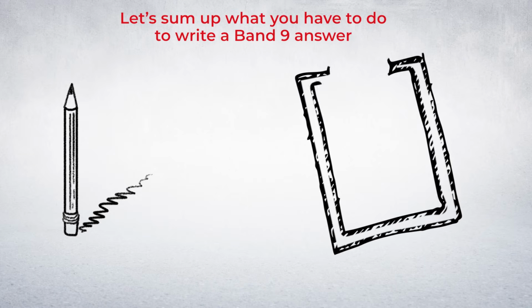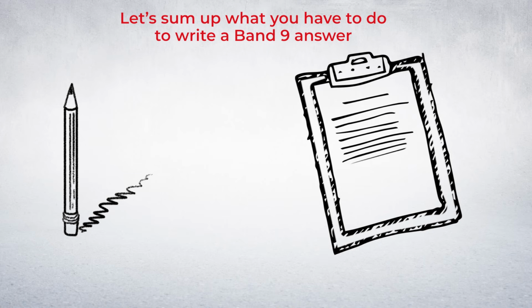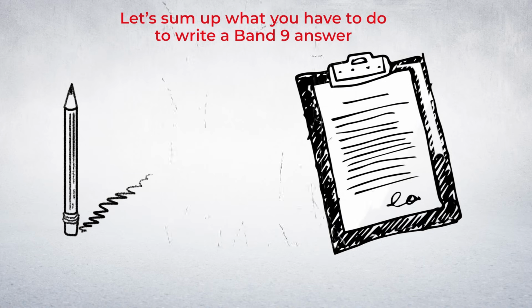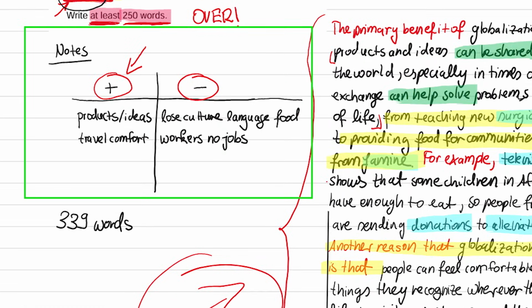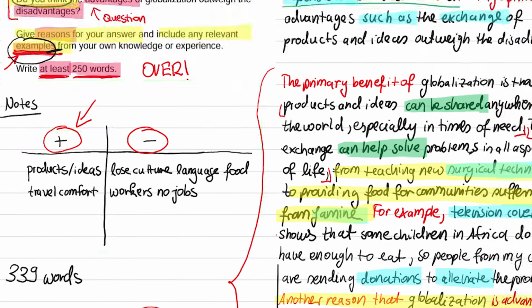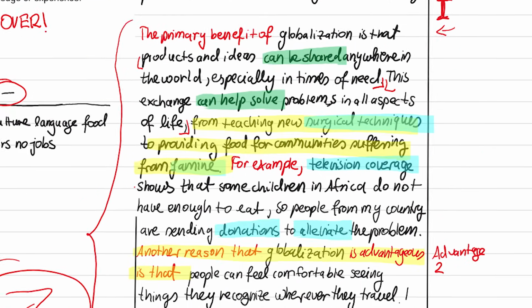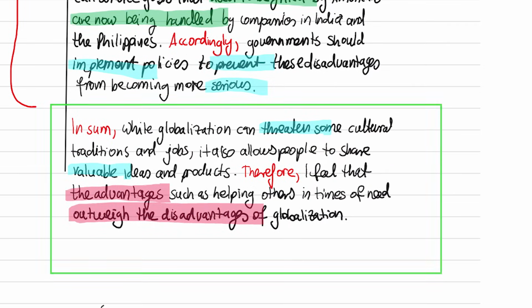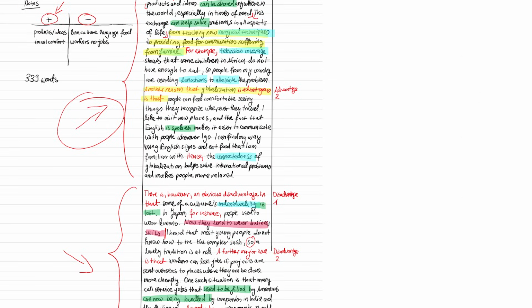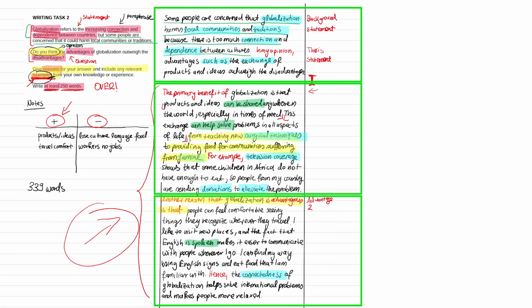Lastly, let's sum up what you have to do to write a Band 9 answer for an advantages-disadvantages question in IELTS Writing Task 2. First, take notes so you can write a well-structured essay. Then decide whether the advantages outweigh the disadvantages or whether it's the other way around. Write an introduction, use separate paragraphs for advantages and disadvantages, and write a conclusion. Don't forget to state enough advantages, disadvantages, and examples to support your opinion. Divide your essay into paragraphs so the structure is clear and make sure you balance the paragraphs.